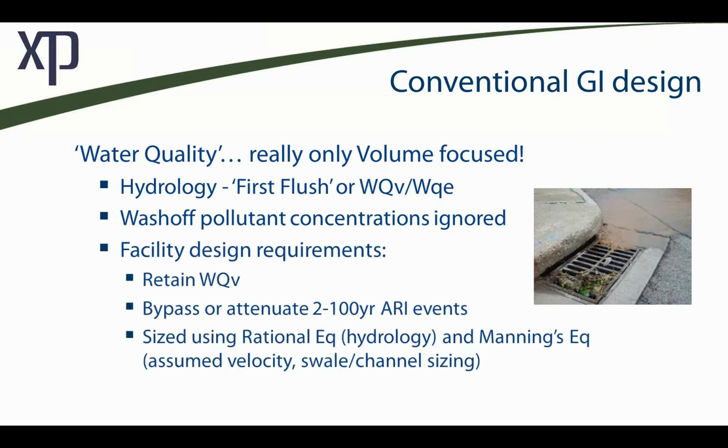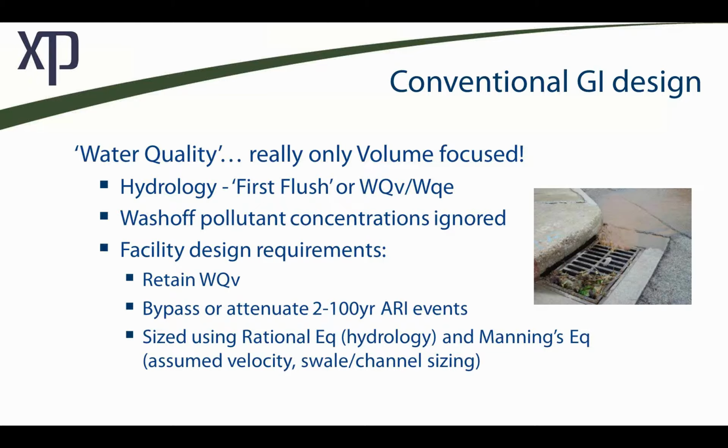Okay? So we have this first flush volume we need to take care of. That's this polluted bit of flow. And we're going to assume that if we can retain that water quality event, or if we can detain, let's say, 80% of that volume, well, then we're also treating 80% of the pollutants. That may not be the case, but that's the assumption we're making.